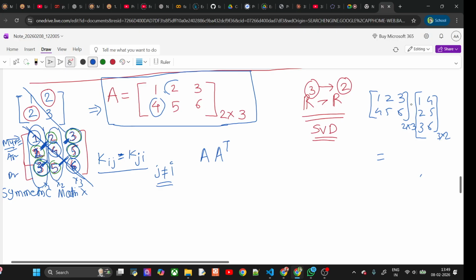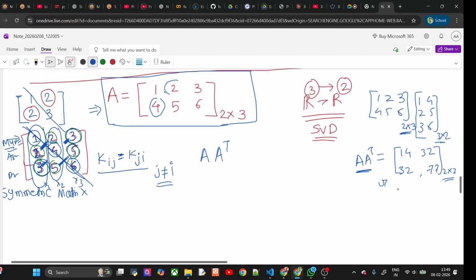So the final answer, if I just do this matrix calculation, 1 4 and 9, so it should be 14 32 32 and 77, which is 2 cross 2. So you can now see that I am calculating A into A transpose, which is now not 3 cross 3, it is actually 2 cross 2, and it is symmetric. This is a symmetric matrix.